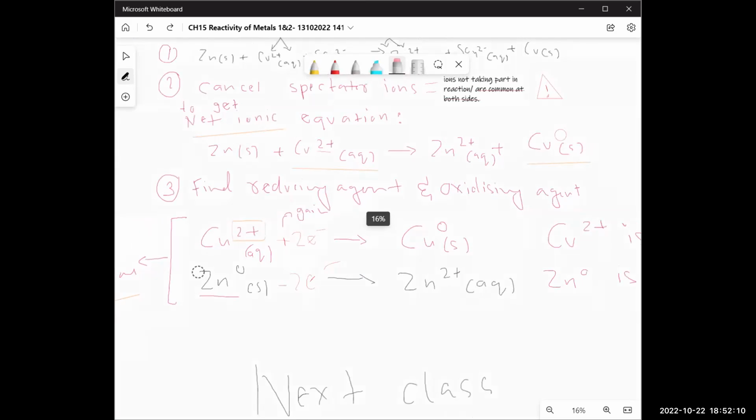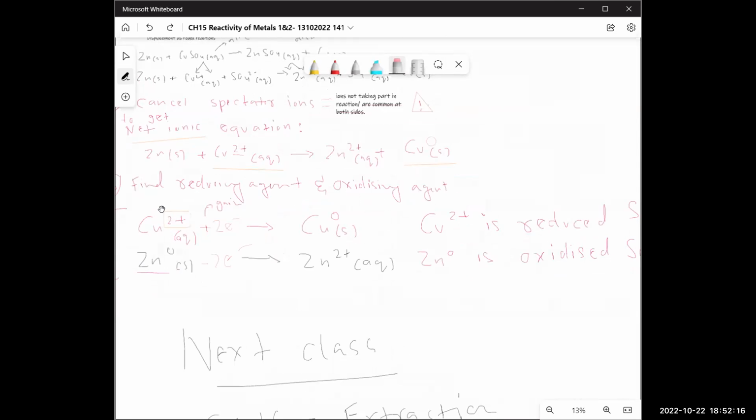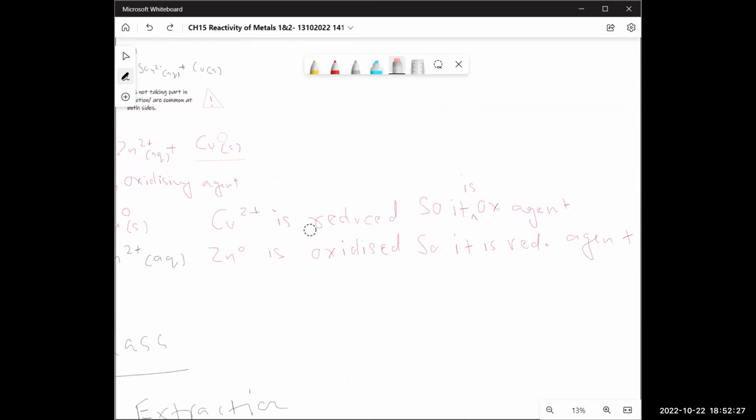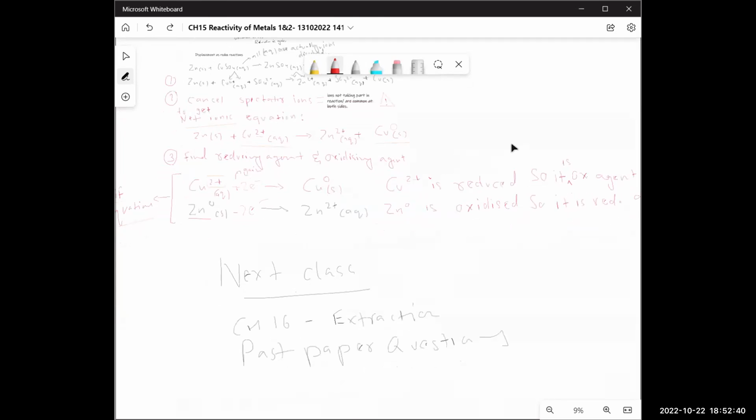All you need to know is zinc is losing electrons, so it is oxidation. It's oxidized, and copper is gaining electrons. Tell me, what is gaining electrons? Reduced. Now, next thing is, if it is reduced, then what kind of agent is it? If copper is reduced, then it is an oxidizing agent. If Zn is oxidized, it is a reducing agent. That finishes the whole redox part.